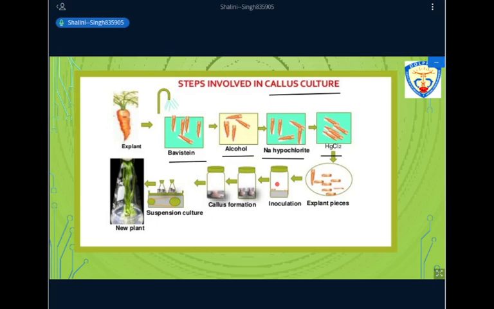What is the meaning of inoculation? This is a new term, inoculation. Inoculation is very simple. Here in this bottle you can see this is your nutrition medium, and this nutrition medium is fed, then you transfer these explant pieces onto this nutrition medium. So this is known as inoculation.